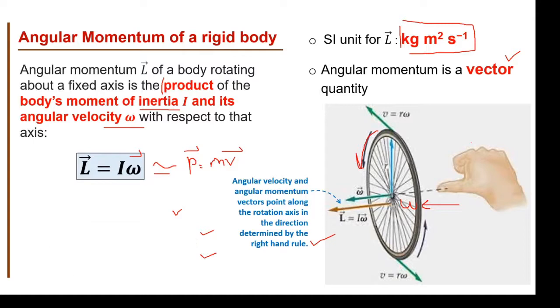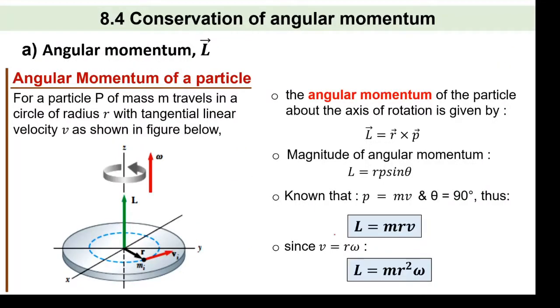I'm sure you remember conservation of momentum, right? So now let's explore conservation of angular momentum. Before we go into more detail, let's see a bit of introduction. Let's first assume the angular momentum of a particle P of mass m. You have many particles here, but let's take this particle, which travels in a circle of radius r and has a tangential velocity v, as shown in this figure.